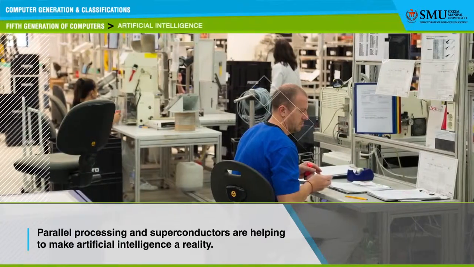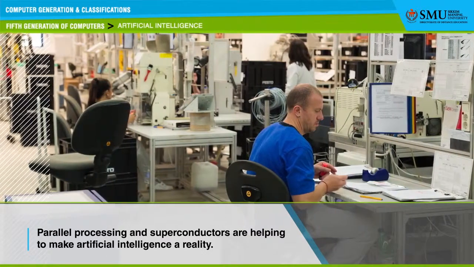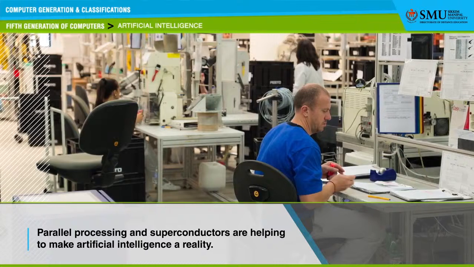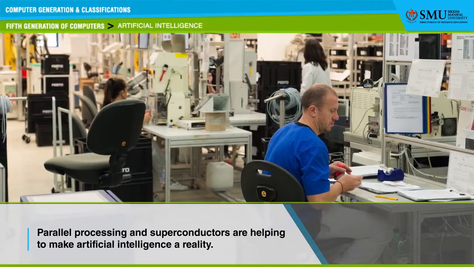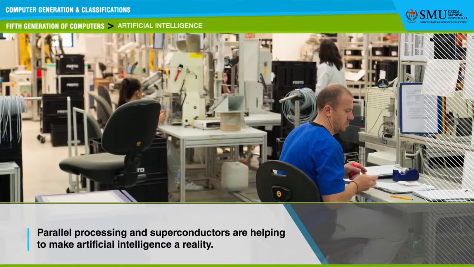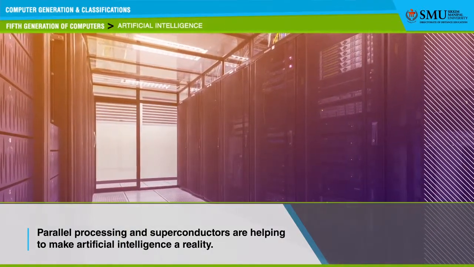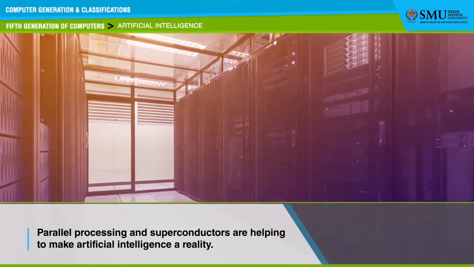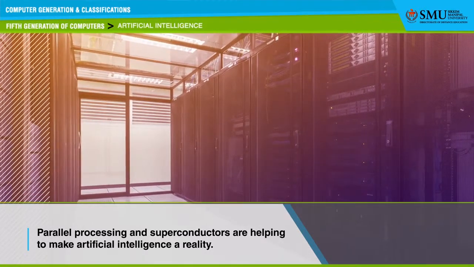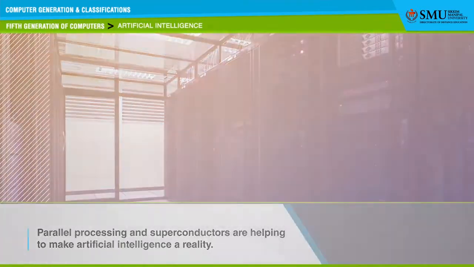Parallel processing and superconductors are helping to make artificial intelligence a reality. Parallel processing is the process of using more than one CPU simultaneously to execute a program. It makes a program run faster because there are more engines. In practice, it is often difficult to divide a program without the parts interfering with each other.